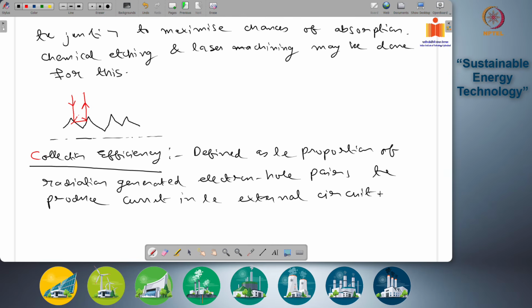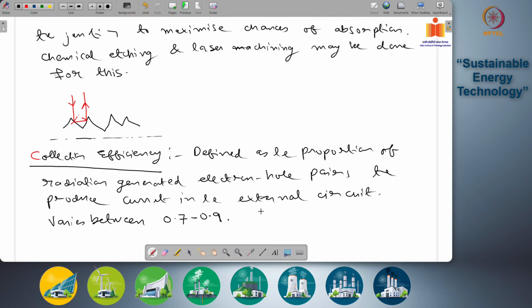So what fraction of the total number of electrons and holes are actually being collected and produce current in the external circuit? It varies between 0.7 and 0.9. So for somewhat moderately designed cells, only 70% of the total electron-hole pairs are actually being collected at the external circuit, whereas for better designed solar cells, around 90% of it. So it's a major place for improvement of your solar cell.